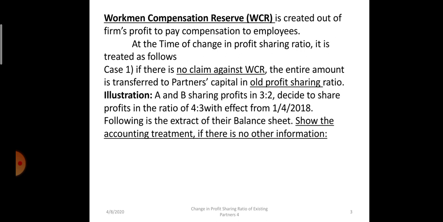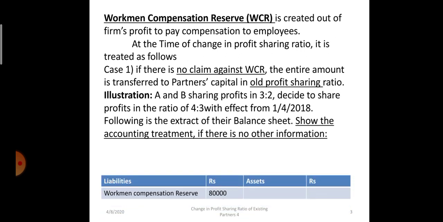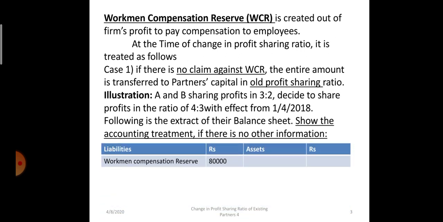There are two partners A and B who were sharing profits in the ratio of 3:2, and have decided to share profits in the ratio of 4:3 in future. Now their balance sheet is given, and the question says that there is no other information. That means there is no other information regarding the claim against the Workmen Compensation Reserve. So we will assume that there is no claim.